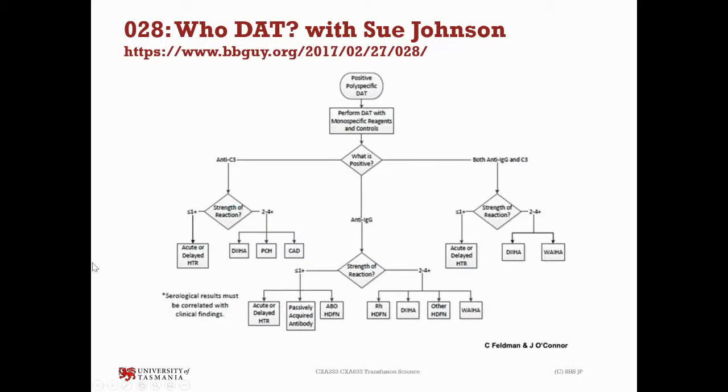Okay, so this is a really nice, lovely flow chart of when, where and why to use the various reagents when performing a direct antiglobulin test. And I have put the URL on the week 3 discussion board for you so that you can have a look at that in your own time. It does take about 20 minutes though, so it's for those of you who are really interested, and it may just help you to understand a little bit more about the direct antiglobulin test.